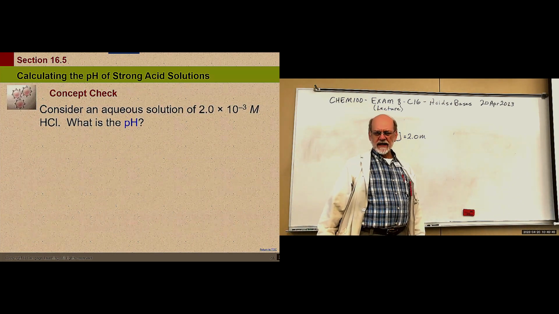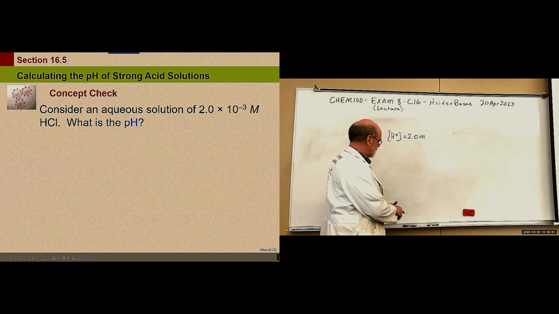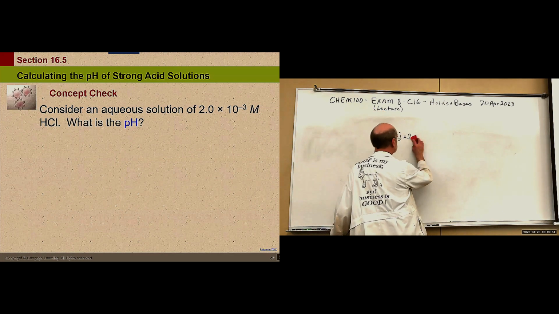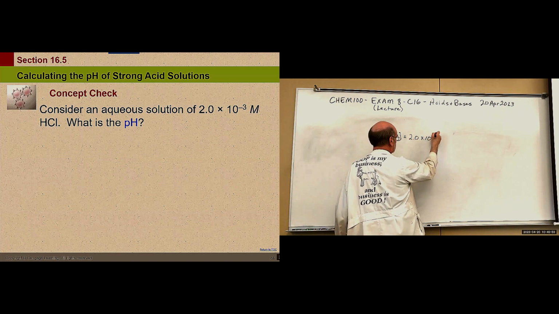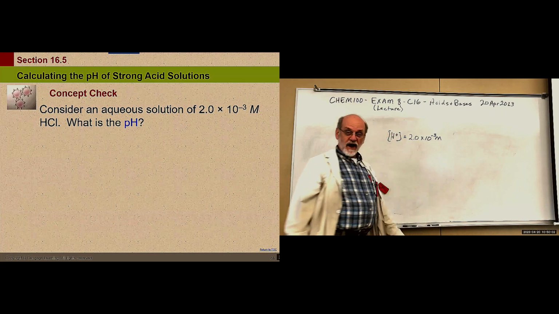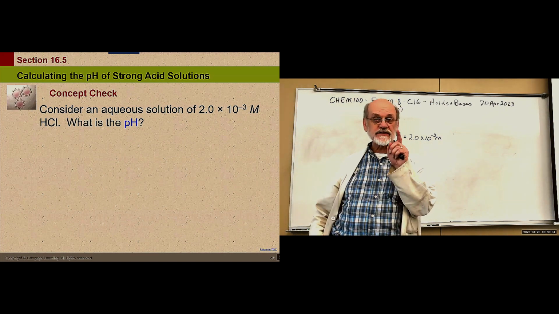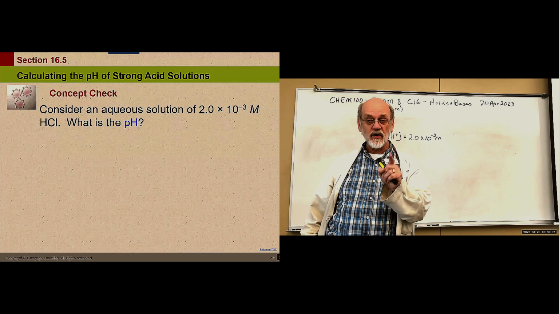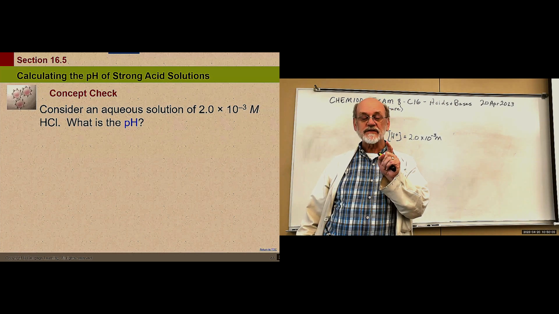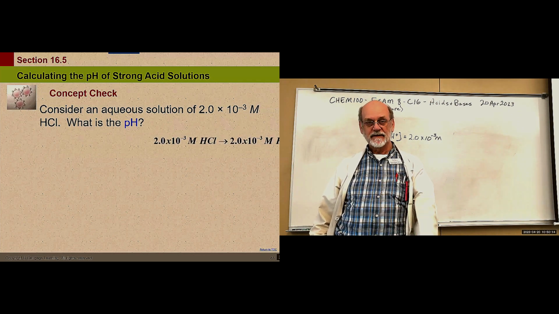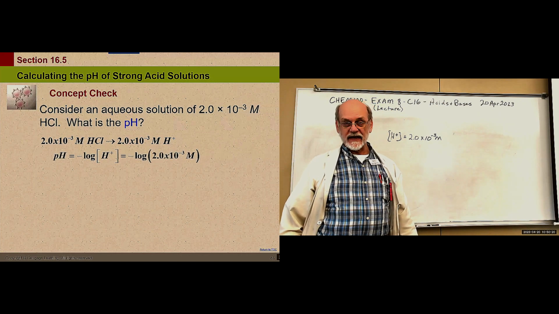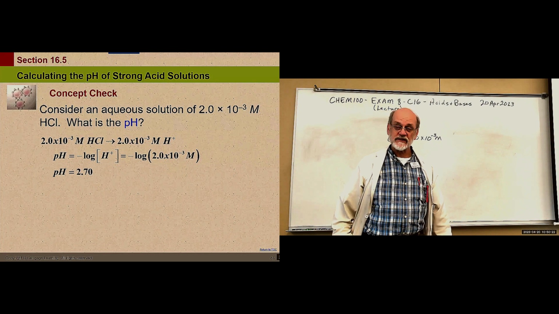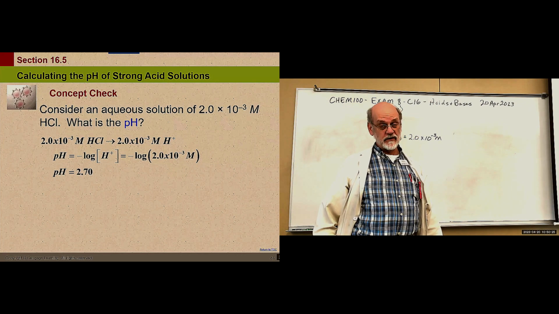Okay, how about this one? An aqueous solution of 2 times 10 to the minus third hydrochloric acid. So what's the hydrogen ion concentration? The only reason the hydrogen ion concentration is the same as the hydrogen chloride is that the ratio is 1 to 1. And then we calculate the pH, right? And we get 2.70. So this is definitely an acidic solution.